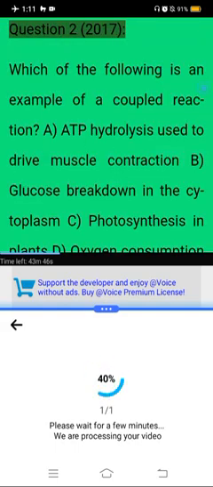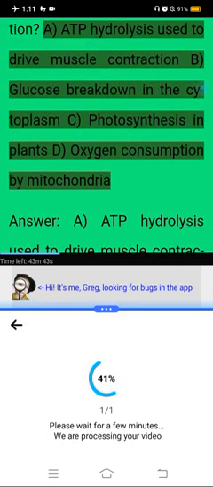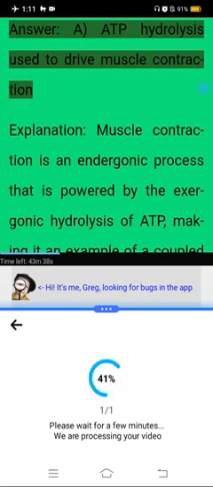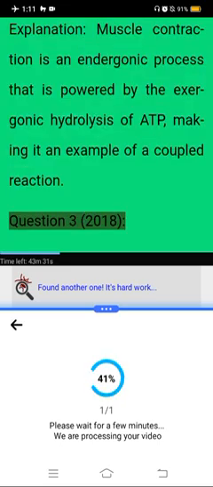Question 2, 2017. Which of the following is an example of a coupled reaction? A. ATP hydrolysis used to drive muscle contraction. B. Glucose breakdown in the cytoplasm. C. Photosynthesis in plants. D. Oxygen consumption by mitochondria. Answer: ATP hydrolysis used to drive muscle contraction. Explanation. Muscle contraction is an endergonic process that is powered by the exergonic hydrolysis of ATP, making it an example of a coupled reaction.